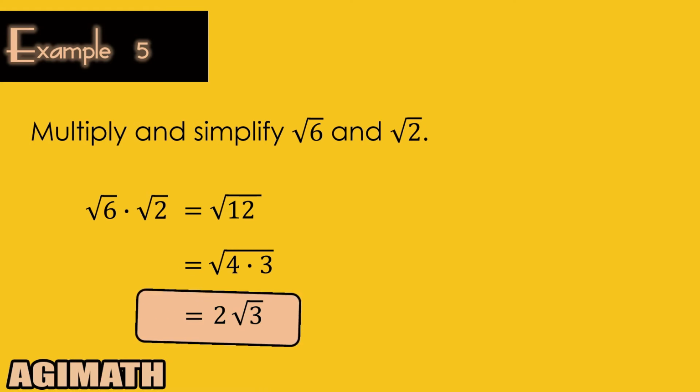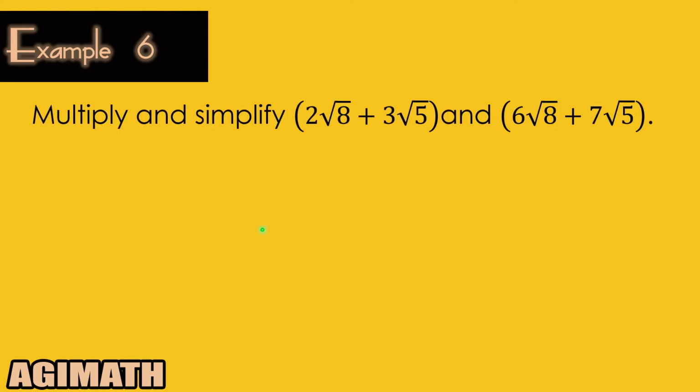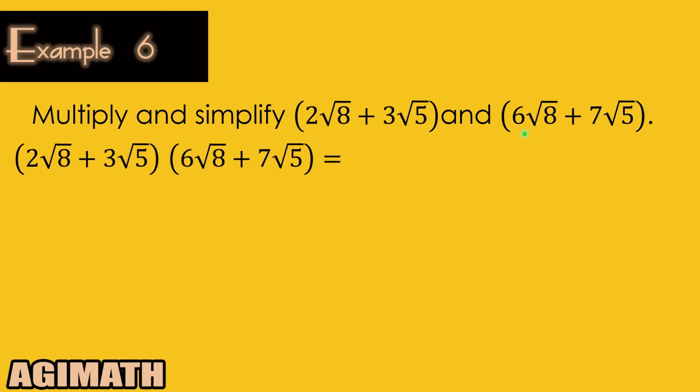Done. Next, the 6th example. Multiply and simplify 2 square root of 8 plus 3 square root of 5 and 6 square root of 8 plus 7 square root of 5. So in this kind of problem, we are multiplying radicals in binomial form. Binomial because we have two terms. So just the same with algebra. When you multiply binomials, just apply the distributive property, or some of us also call it the FOIL method, or simply the distributive property. So how are we going to do that?